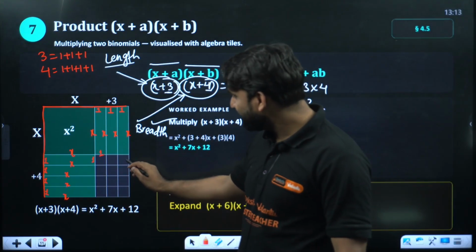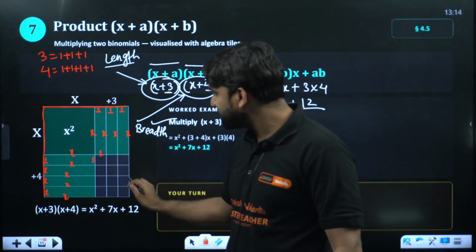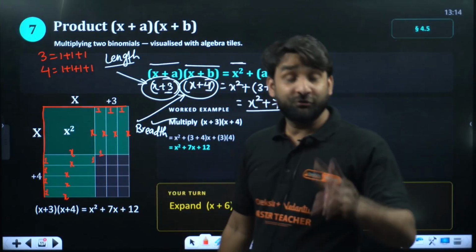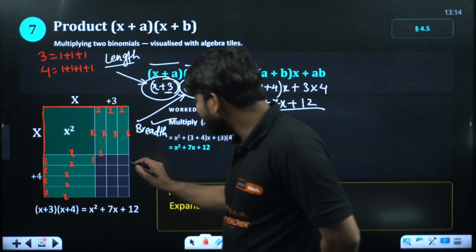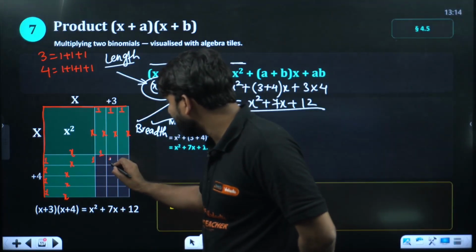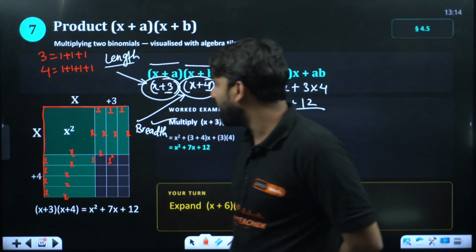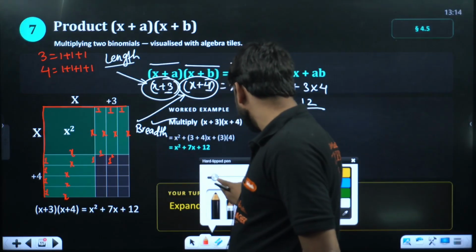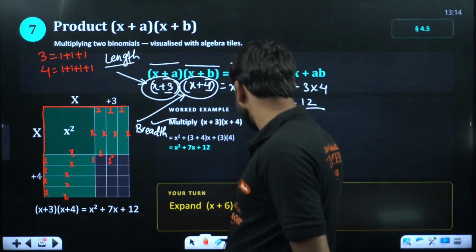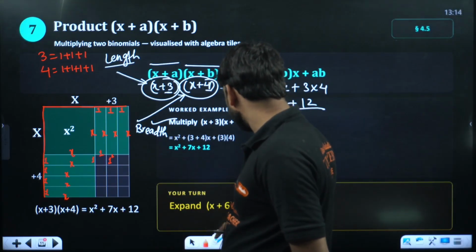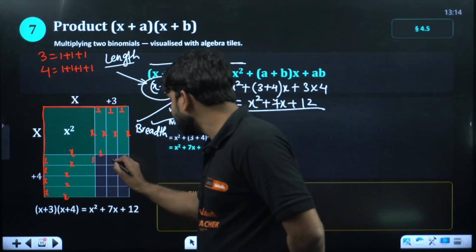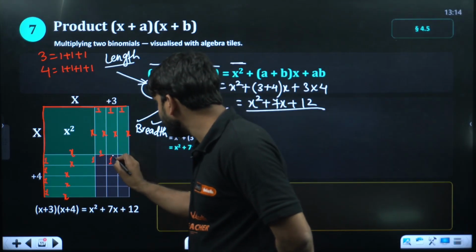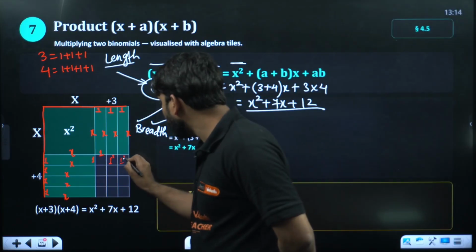How many squares? 1, 2, 3, 4, 5, 6, 7, 8, 9, 10, 11, 12. 12 squares. And the area of 1 square will be 1 square. Let me decrease the sharpness. So this area is basically 1 square.